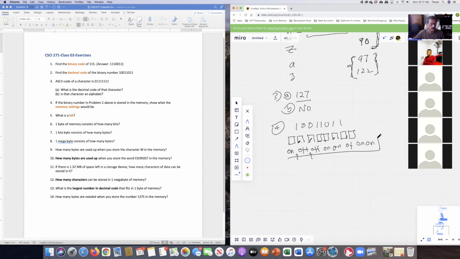But when you're doing the assignment, you can show the circuits this way. If you write it the other way, I can't reject it, but I prefer you to show it this way if you can. Going to number 5. What is a bit? Can anybody answer that?